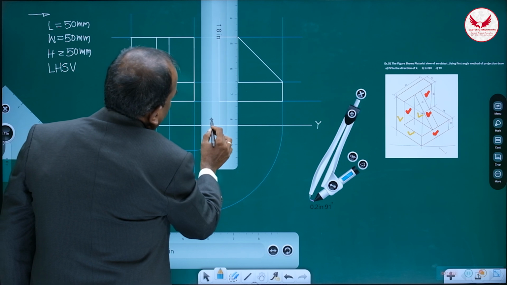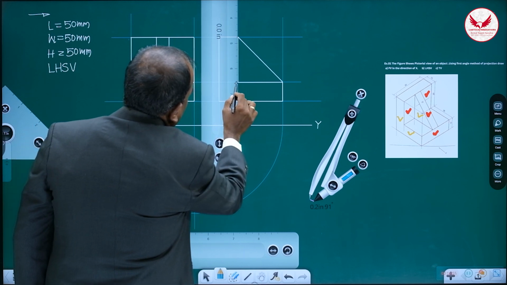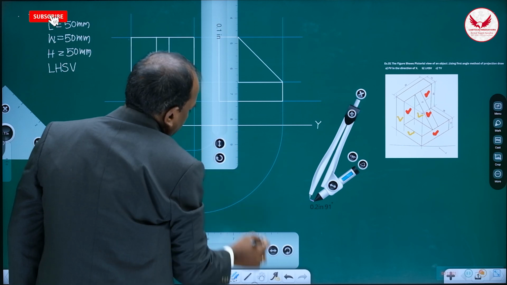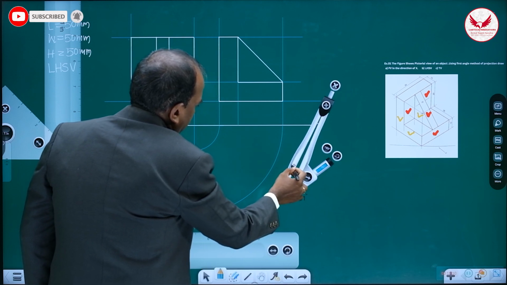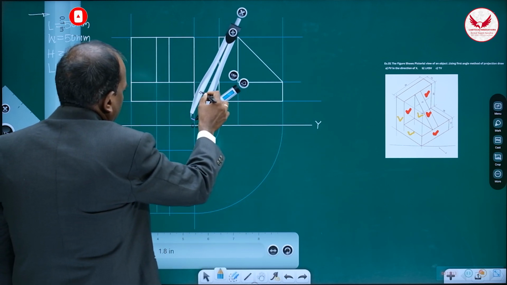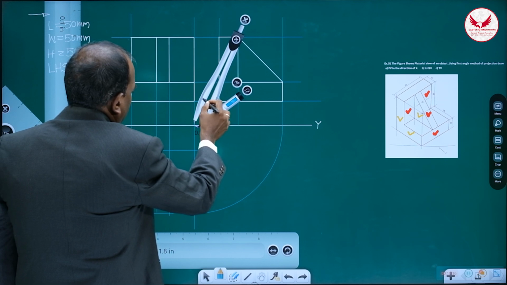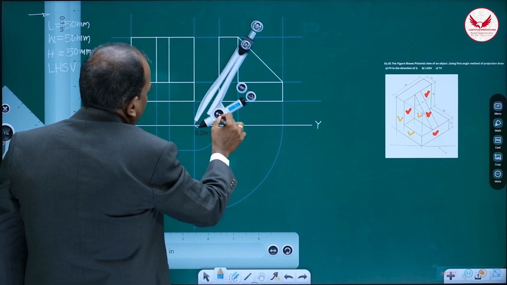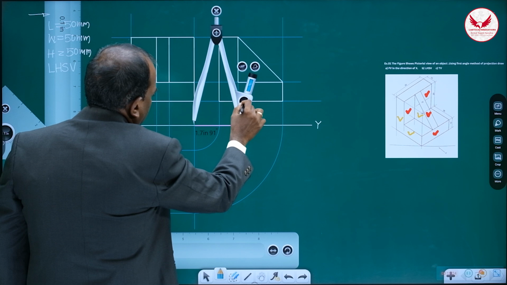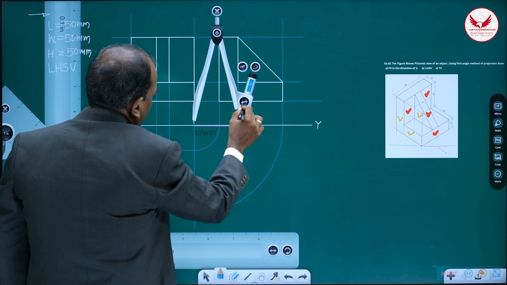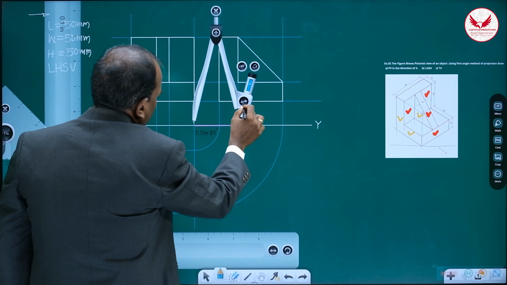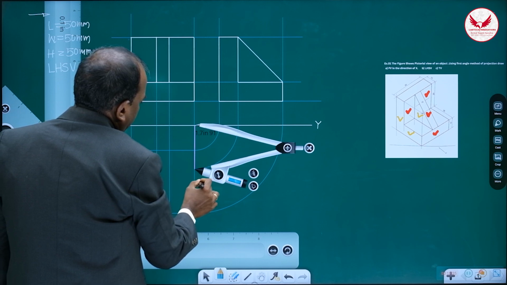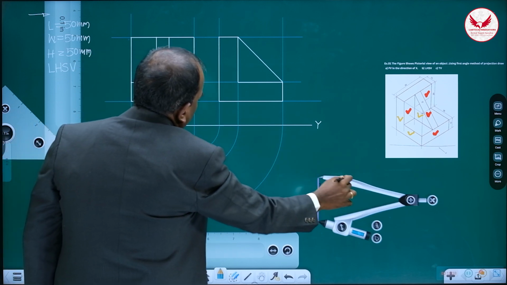So this line is there in the side view. First I will transfer this line up to XY, and then from this, again put the compass at this center, then increase this radius up to this point, and then transfer in the side top view.